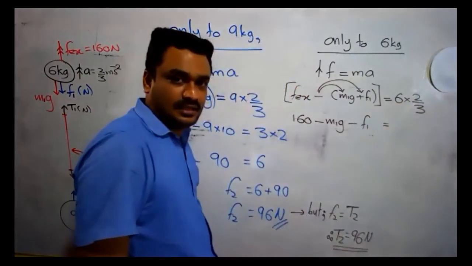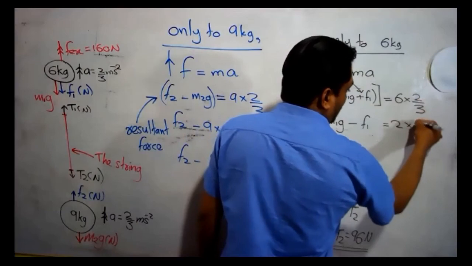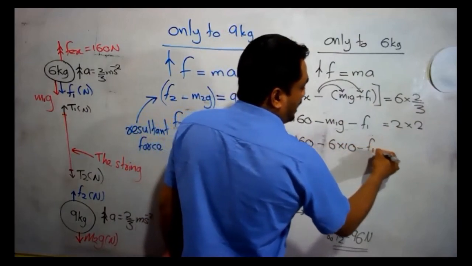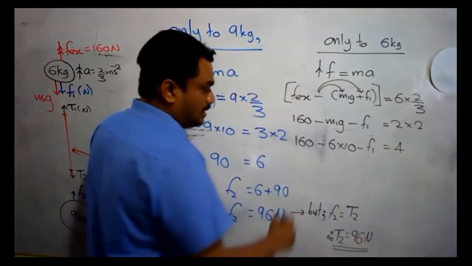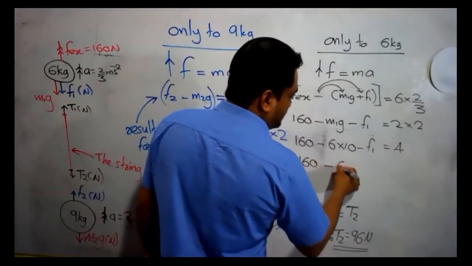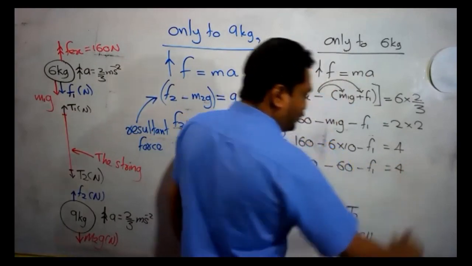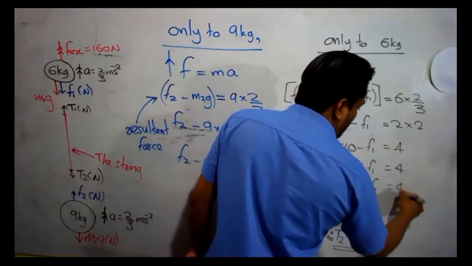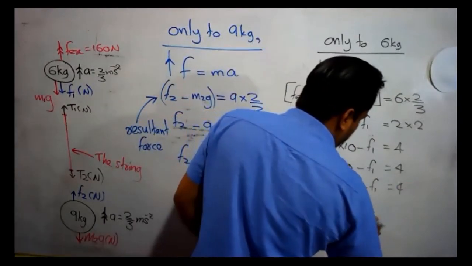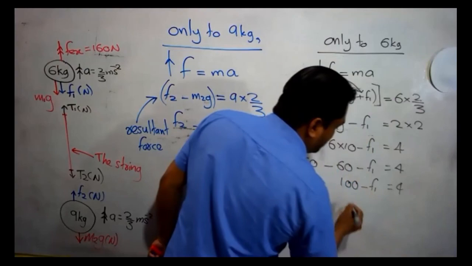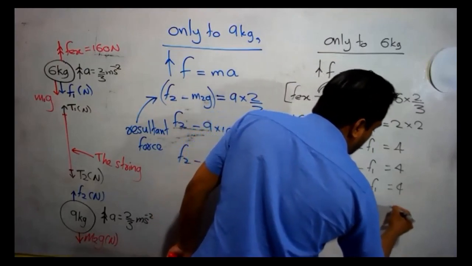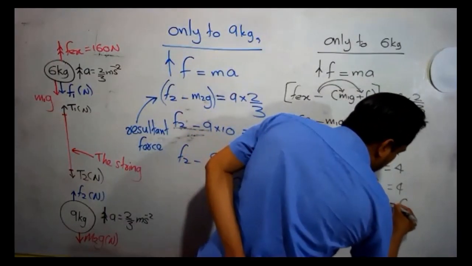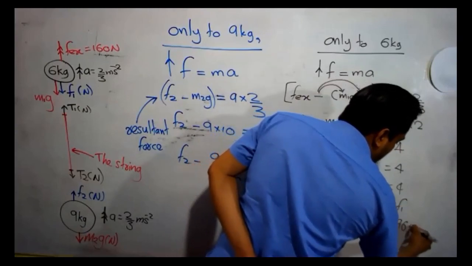6 divided by 3 is 2, and this 2 will be there. 160 minus M1 is 6, G is 10, minus F1 equals 2 times 2, 4. 160 minus 60 minus F1 equals 4. 160 minus 60 is 100 minus F1 equals 4. If I take 4 to this side, 100 minus 4, and F1 goes to the other side as positive F1. Then I'll get F1 equals 100 minus 4 is 96.